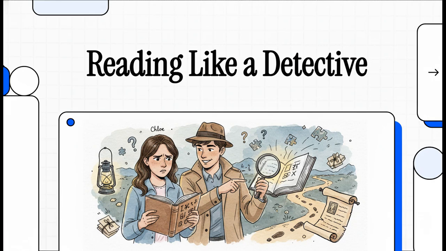Ugh, Leo, I'm trying to read this, but seriously, it is so confusing. I feel like the author just jumps all over the place, and I am totally missing the point. Oh, I totally get it. I've been there. But what if I told you there's a way to read it that's less like homework and way more like being a detective on a secret mission? The author actually left clues for us to follow.